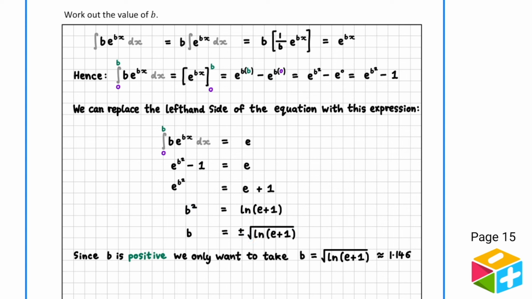However, we don't want both of these solutions. At the top of the question, we were told that b is a positive constant. So we only want b is equal to plus the square root of ln of e plus 1. If you like, you can type this expression into your calculator to get it in decimal form. It'll come out as approximately 1.146.